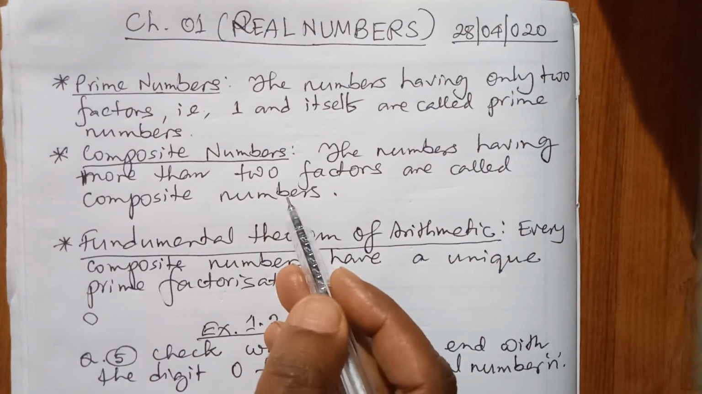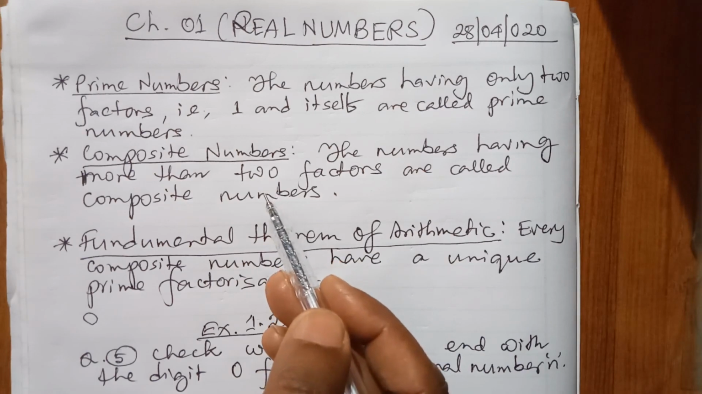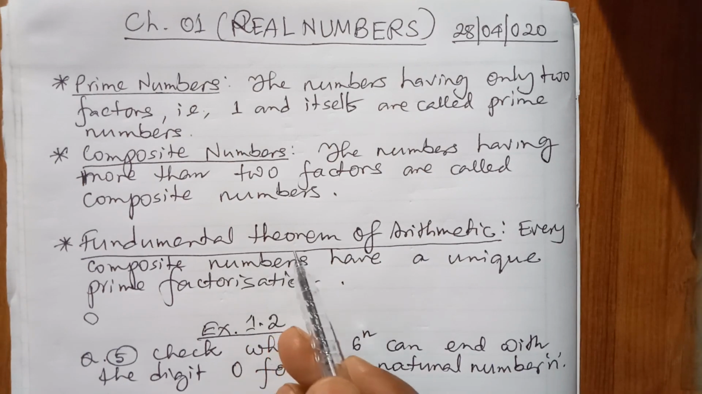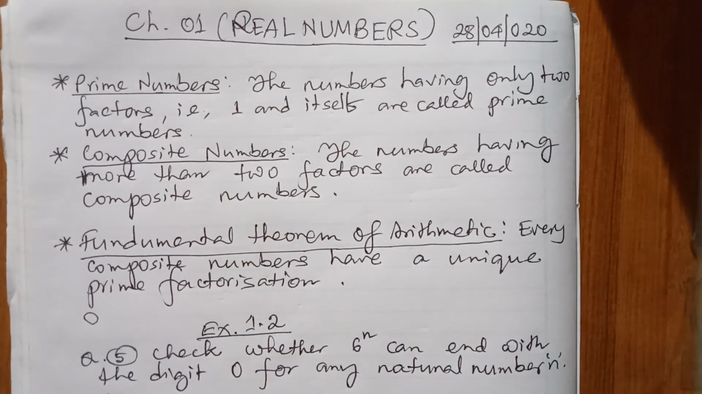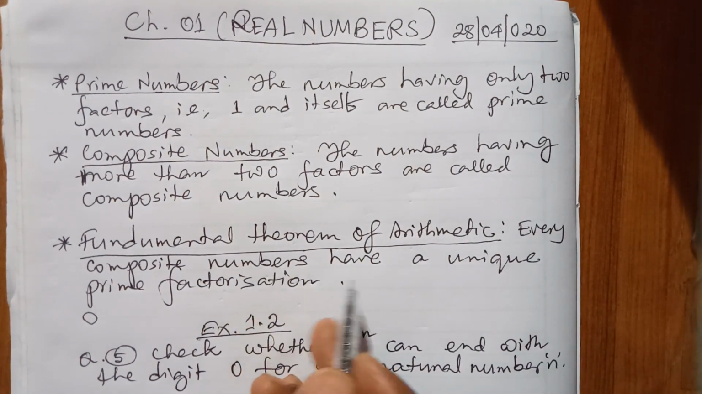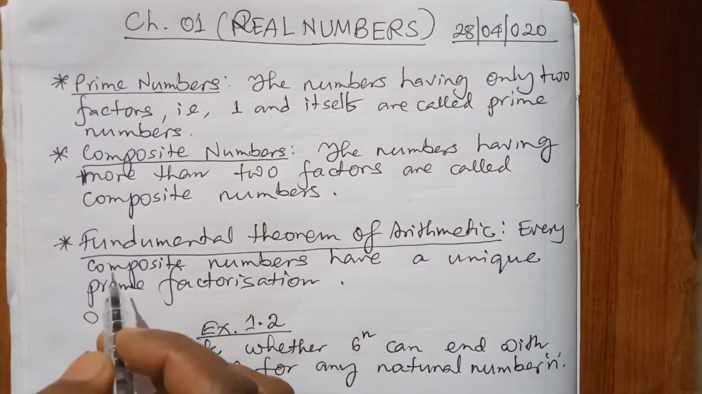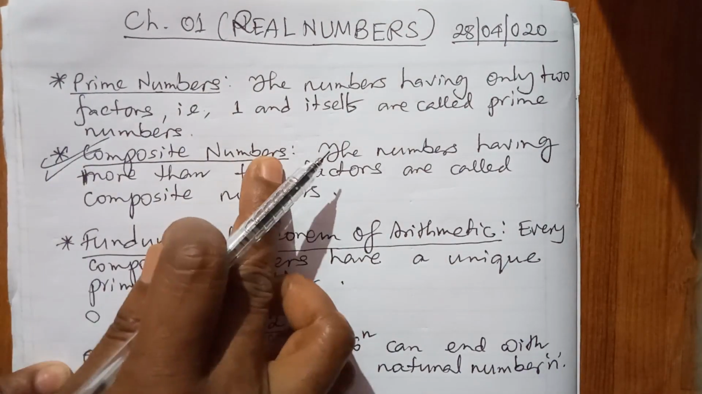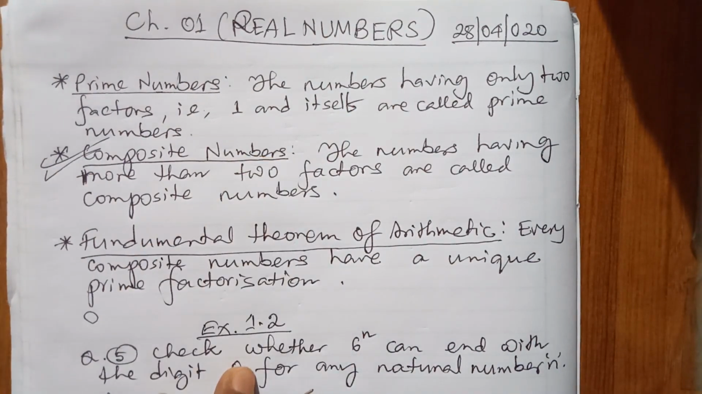After those two kinds of numbers, prime numbers and composite numbers, we discussed a very important theorem, the fundamental theorem of arithmetic. According to the theorem, every composite number has a unique prime factorization. So only composite numbers have a prime factorization, and for every composite number the prime factorization is always unique.